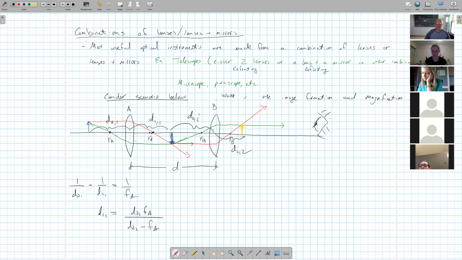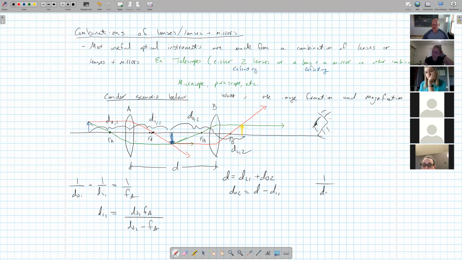Now, to determine object distance 2, notice that image distance 1 plus object distance 2 is equal to the separation distance between the two lenses. So the separation between the two lenses is equal to image distance 1 plus object distance 2, which means that object distance 2 is equal to the separation distance minus image distance 1. Now that we have object distance 2, we would again use our lens equation, or mirror equation if this happened to be a mirror, to determine the final image distance.